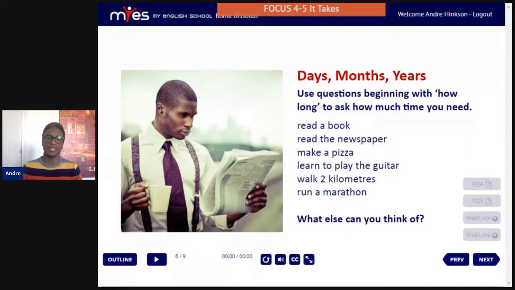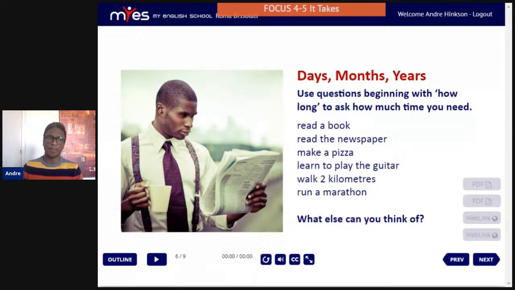So how long does it take to read a book? Well, for me, it depends on the size of the book. If it's a short book, a short story book, usually it takes maybe 1 day. So it takes me 1 day to read a short story book.